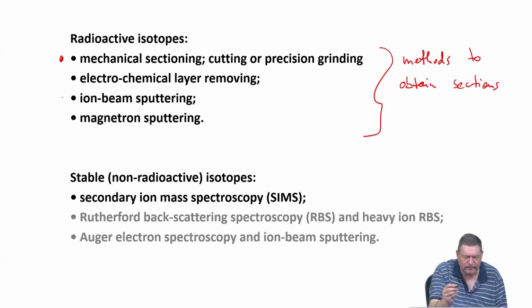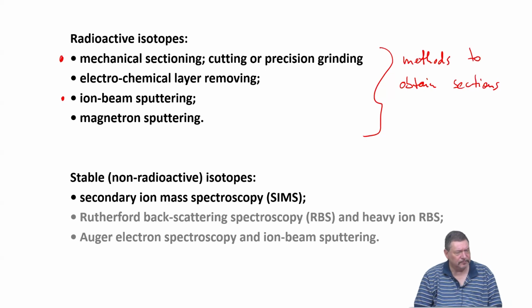And the other one, which is very often used, is ion beam sputtering. So you basically shoot ions at the surface, you sputter off atoms from the surface, so you create a sputter crater, and you collect the sputtered-off atoms onto some foil, which again is then put into the detector.